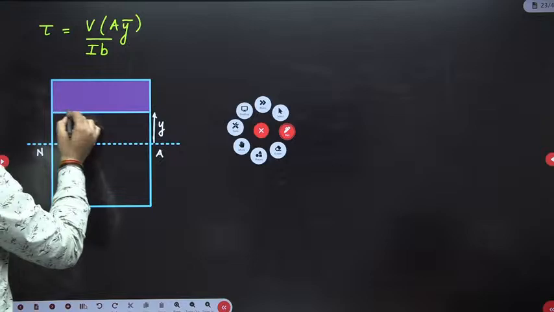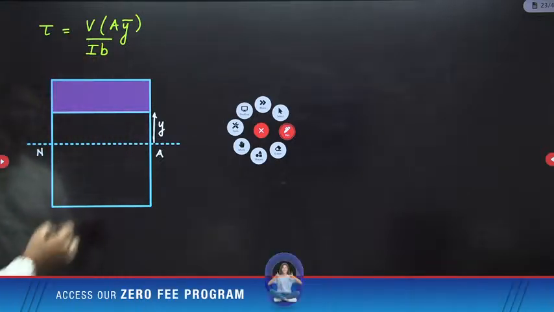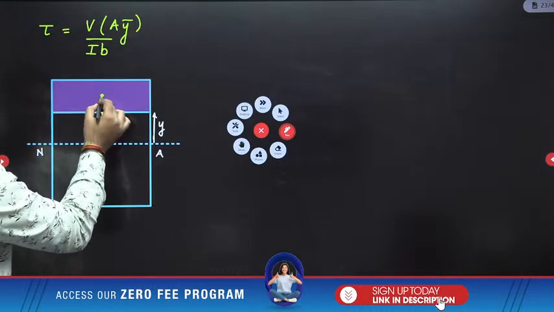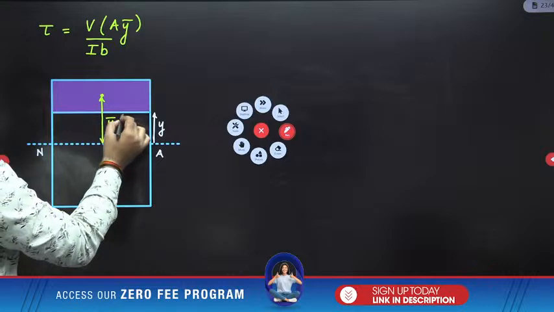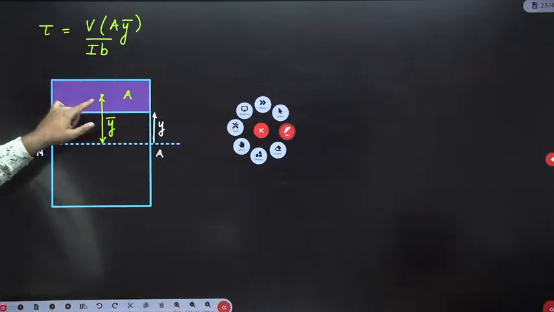This is the value of A, right? This is A, and y bar is the distance between the CG of this area to the neutral axis. This is y bar. This is A and this is y bar. The distance between the CG of this area to the neutral axis is y bar.